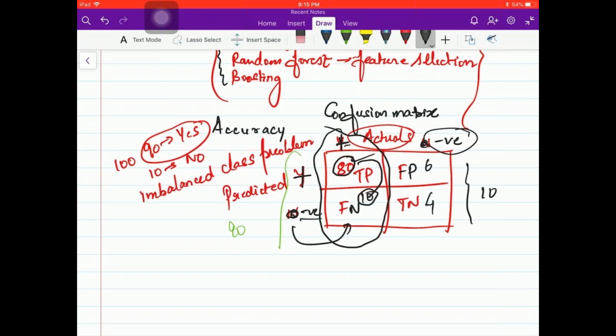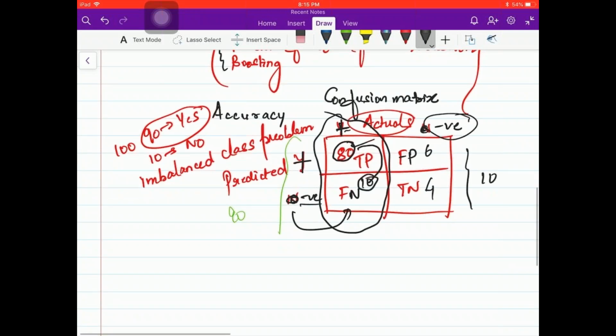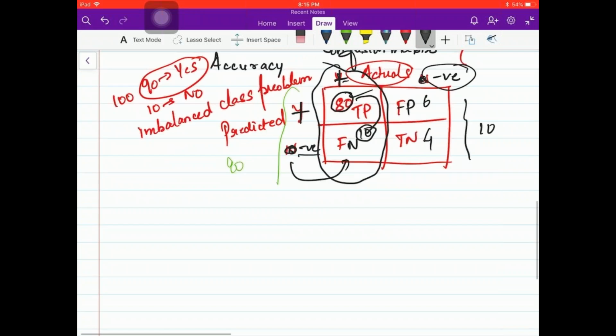This is very important. Should I redraw again? I think it's too clumsy. I'll redraw again.